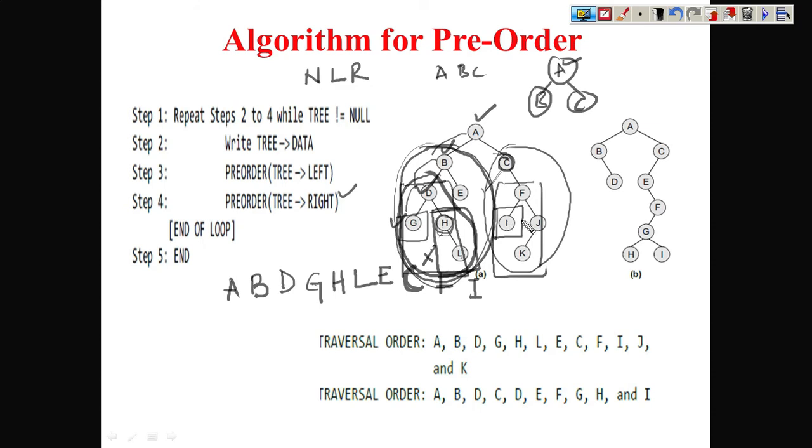You go to the right, which is J, and then you have K, and then you will stop because all the things have been processed. So you can see that this is our answer: A, B, D, G, H, L, E, C, F, I, J, K.